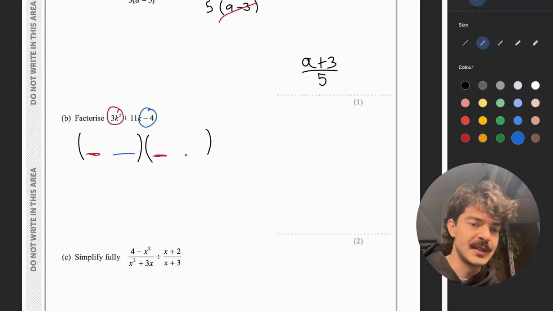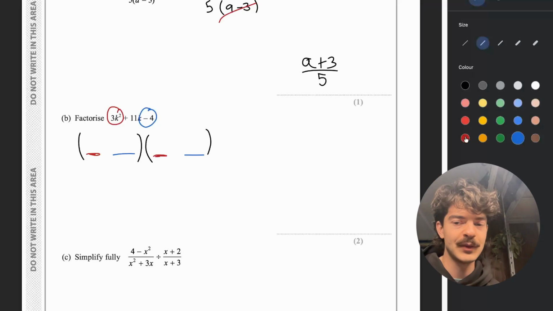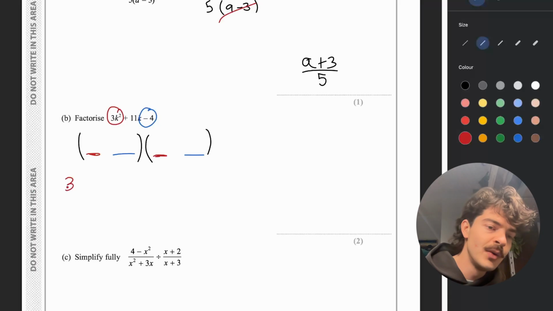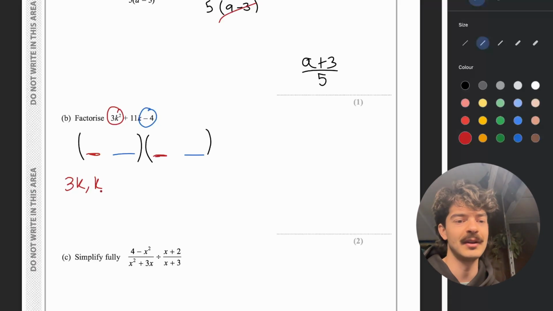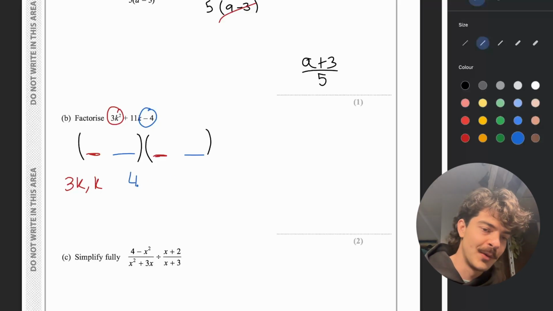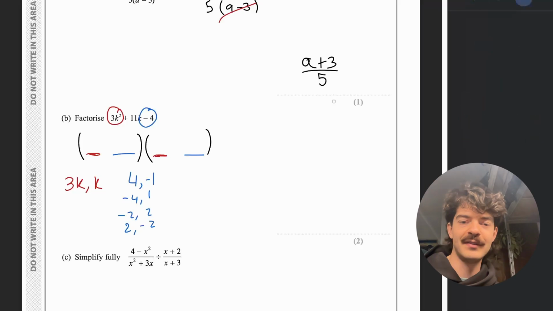We can then apply the same logic to get this minus 4. Two values are going to have to give us that minus 4. Now, thinking really smartly about this, the red values, you can only have a 3k and a k. That is the only combination of values you can have. But for the blues, there's a bit more. You could have 4 and minus 1. You could have minus 4 and positive 1. You could also have minus 2 and 2 and 2 and minus 2. So our objective is just to run through all of these combinations and see which one would give us our 11k in the middle.